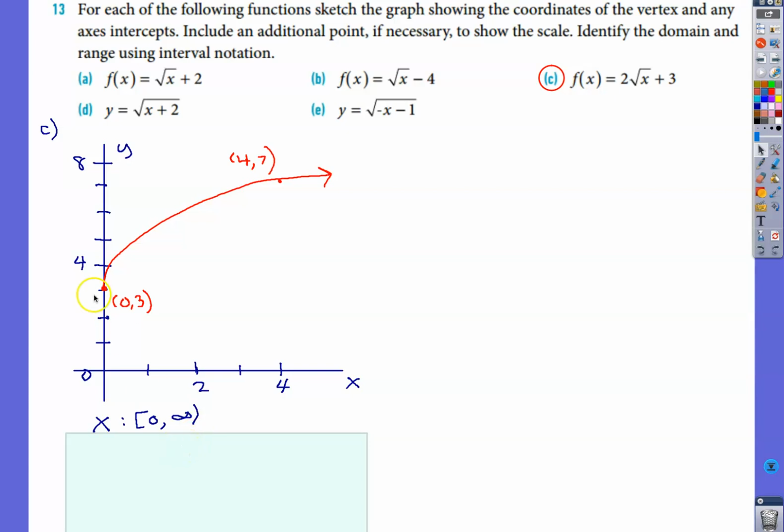And the range is the set of possible y values, where the smallest one is 3, and that goes up to positive infinity as well. So that's the answer to question 13C. Okay, try at least one other one just to get a bit of practice at this.